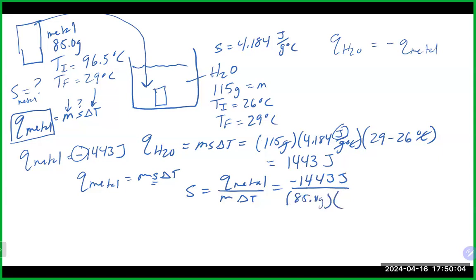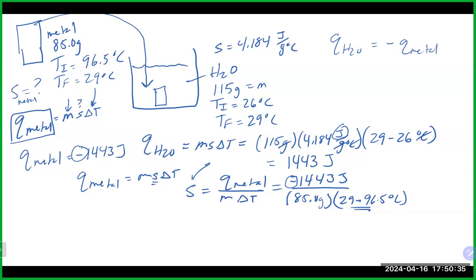And here it's also really important to do final minus initial. So this is going to be 29 minus 96.5. By the way, that's important because when I do that, what type of number am I going to get? If I take 29 minus 96, I'm going to get a negative number, which is good because that negative and this negative will turn my specific heat capacity into a positive number, which is what it should be. So again, the importance of making sure you do final minus initial.